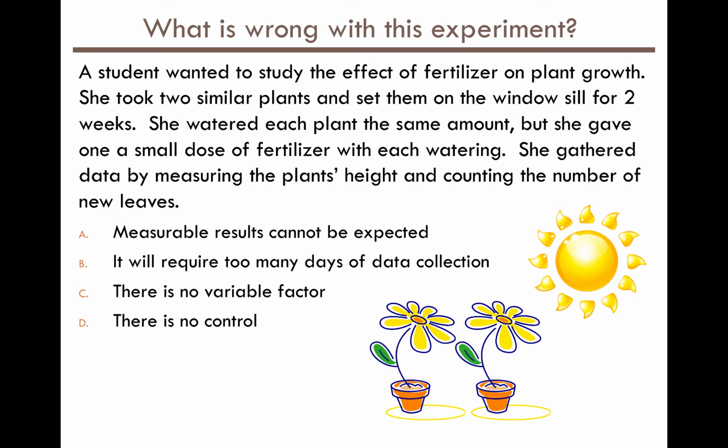There is no control. Well, the use of 2 similar plants in the same location receiving equal amounts of water implies the concept of control. So that one's not true. The sample size is too small. This one is true. Clearly, 2 plants is not going to be representative of that entire plant population, so the sample size is too small.